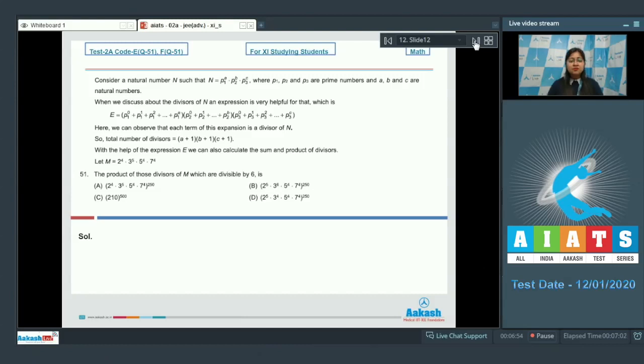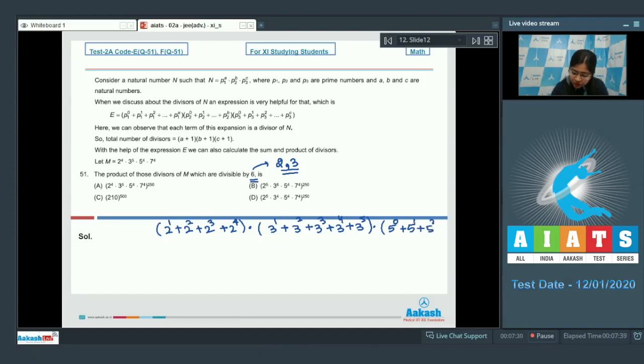Next is question number 51, which says the product of those divisors of m which are divisible by 6. A very nice question. For divisibility by 6, we need at least 1 2 and at least 1 3, right? So let us see. We will take 2 raised to the power 1. 2 raised to the power 2 or 3 or 4 can also be taken. Similarly, 3 raised to the power 1 is required, plus 3 raised to the power 2, 3 raised to the power 3, 3 raised to the power 4, 3 raised to the power 5 into. See, 5 raised to the power 0 can also be taken, 1, 2, 3 or 4. Similar is the case for 7, either 0 or 1 or 2 or 3 or 4.